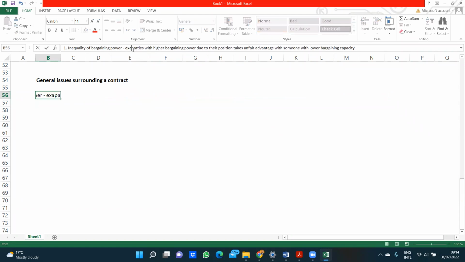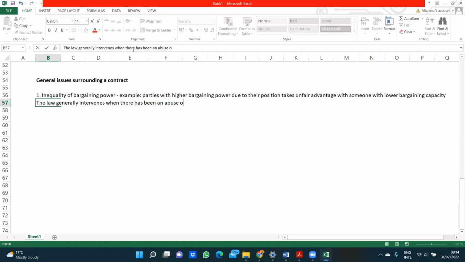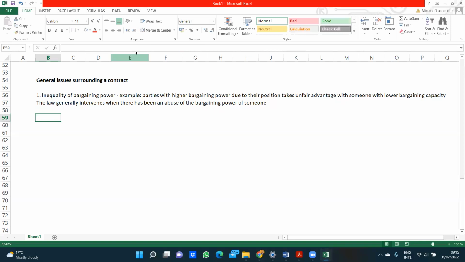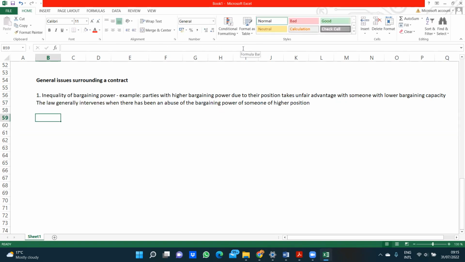This is an example. The law intervenes when there has been an abuse of bargaining power, by someone with higher bargaining power, of higher position.